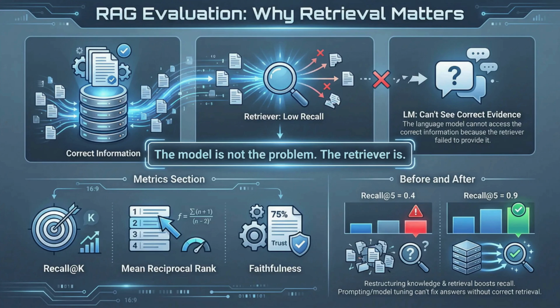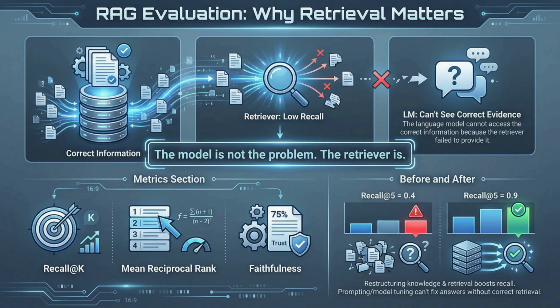In the previous video, we focused on how to evaluate a RAG system. We looked at how to measure retrieval quality, grounding quality, and system drift using metrics like recall at K, mean reciprocal rank, and faithfulness. One of the most common discoveries teams make after running that evaluation is that the retriever is the problem. In many real systems, recall is much lower than expected.